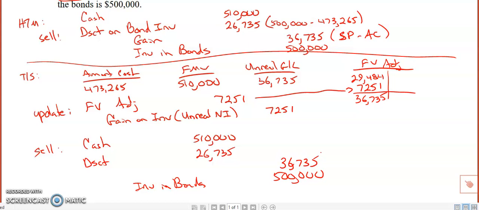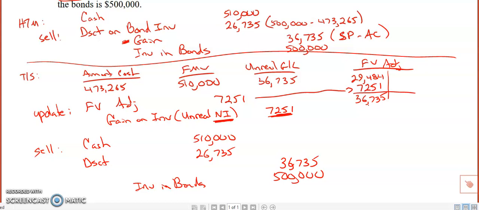Now up here in the held to maturity, I'm just going to draw the line right there. We recorded it as a gain, and it was a gain because it had gone up in value. But remember, we're trading securities. We are already recording the gains as we go into net income. So if we were to put a gain down here in the sale journal entry, we would be double counting that gain because we counted it once. We update it here, 7,251. And so that unrealized gain has already been recorded for 36,735 over the life of the bond. So that gain is already included.